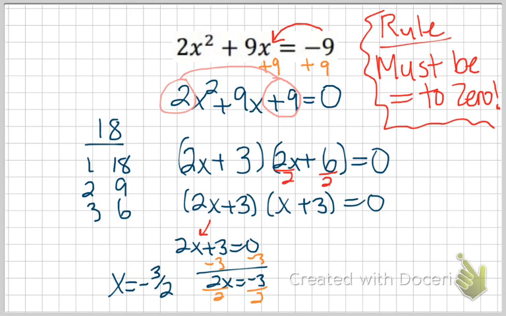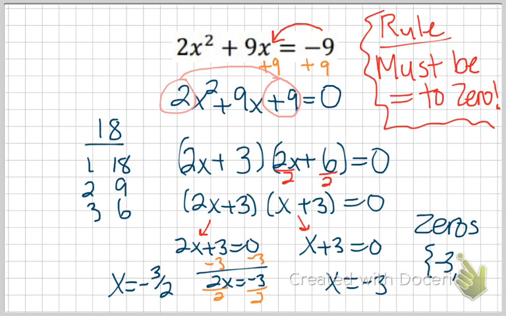Now, the other linear factor, when we set it equal to 0, we've already figured out that we're going to subtract the 3 over, and it becomes a negative 3. So our other solution is a negative 3. So our zeros, and I'll write it over here, our zeros, which means our solutions, are negative 3, comma, negative 3 over 2, or negative 3, comma, negative 1.5. And that is our answer.